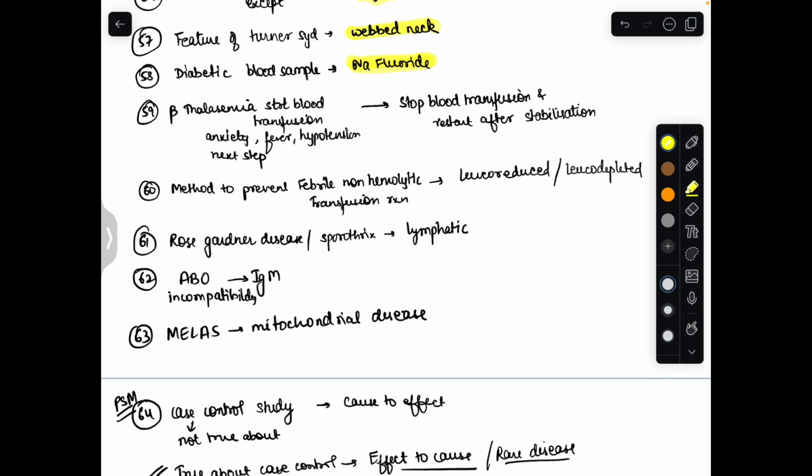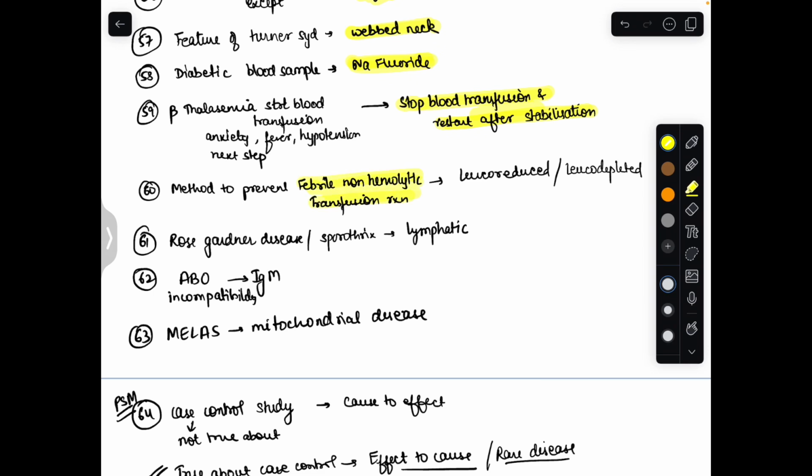For the 59th question, beta thalassemia start blood transfusion, anxiety, fever, and hypotension. And what is the next step? This was the question. And for that, if during transfusion the patient starts anxiety, fever, hypotension, for that we have to stop the blood transfusion and we have to restart after stabilization. So this one is the correct answer for this option.